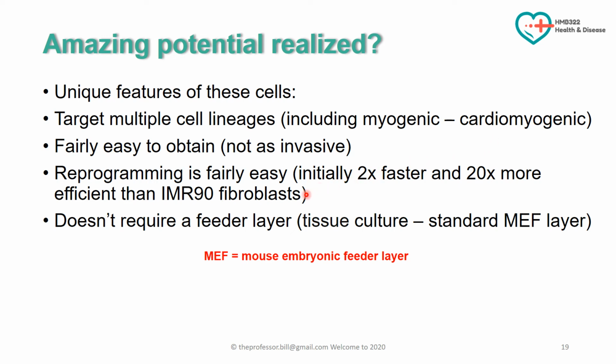In addition, not only do we have stem cells, we can actually reprogram adipocytes fairly easily. So if you have a lot of adipocytes, not only do they have pre-adipocytes or stem cells, you can also reprogram the adipocytes into being stem cells much more easily than you could with fibroblasts. In fact, it's twice as fast, and it's 20 times more efficient than trying to convert human fibroblasts that are typically used in a lab, called IMR90, that's a cell line name, into different cell types like the myogenic line or cardiomyogenic. Adipocytes themselves can be easily converted into stem cells.